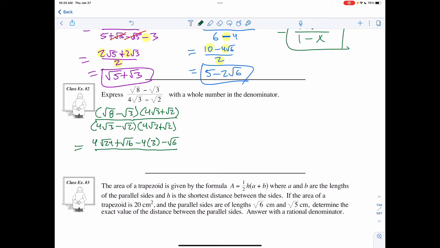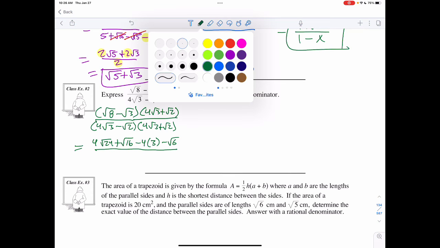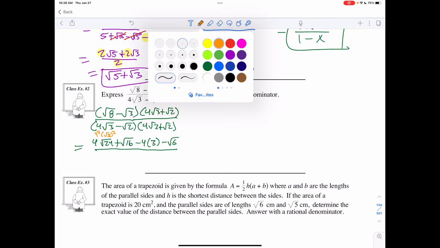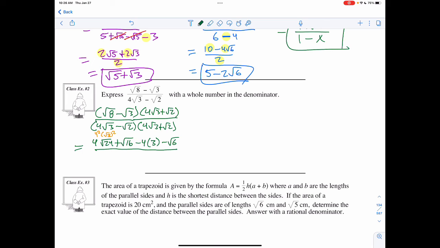In the denominator, remember it's just square the first term and then subtract and then square the second term. So the first term, if I have 4 root 3, I've got to remember to do 4 times 4 and root 3 times root 3. Square the coefficient and square the radical. So that's going to give me 16 bracket 3. I'm going to subtract from that. Root 2 times root 2 is just 2.